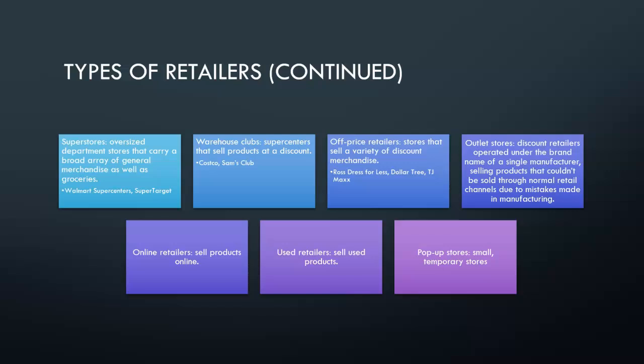And then we have the warehouse clubs, super centers that sell products at a discount, the Costco, Sam's Clubs. We have the off-price retailer stores that sell a variety of discount merchandise. These are the Dollar Trees, 99-cent stores, TJ Maxx, Ross Dress for Less. And then we have our outlet stores, discount retailers operated under the brand name of a single manufacturer, selling products that couldn't be sold through normal retail channels due to mistakes made in manufacturing.